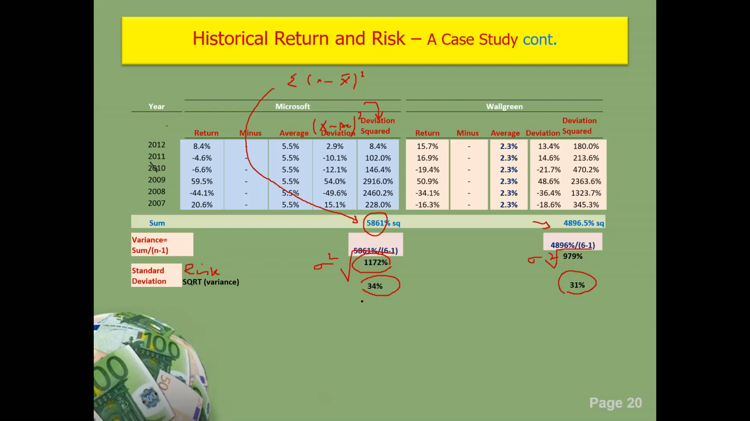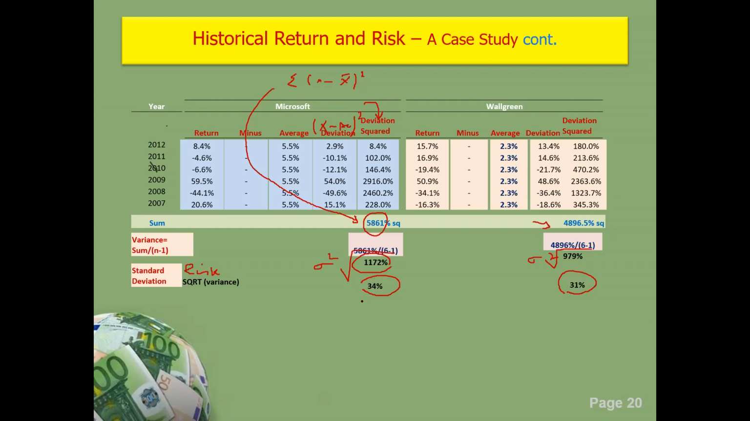It has high return and high risk. The other company has low return, low risk. Which company will you invest in? Microsoft, Walgreens. It depends on the person. But apparently, which company looks better? Microsoft. But their risks are very near.